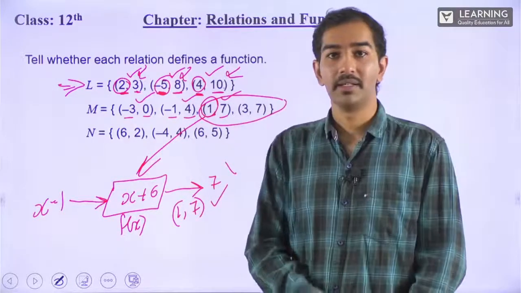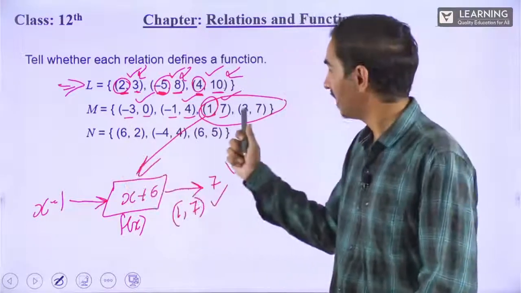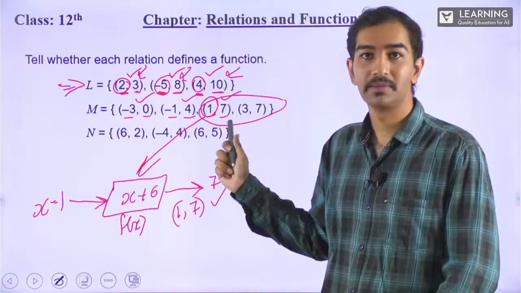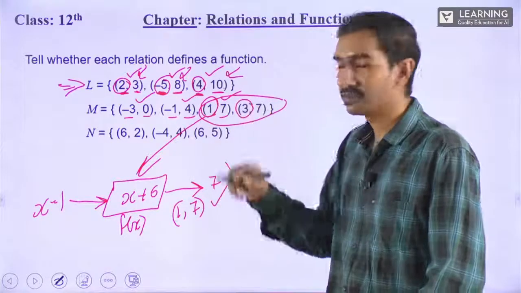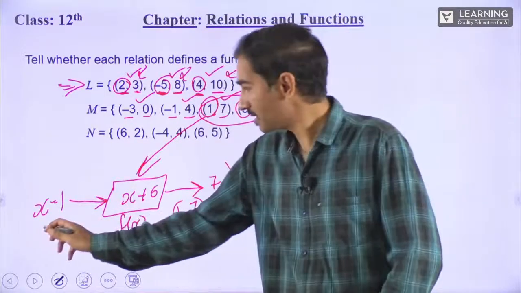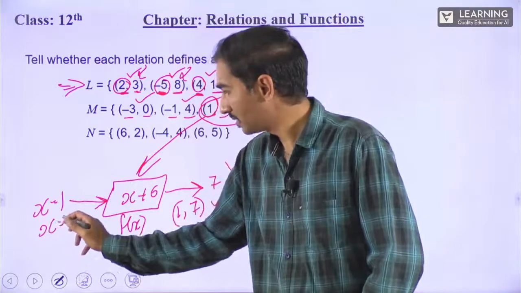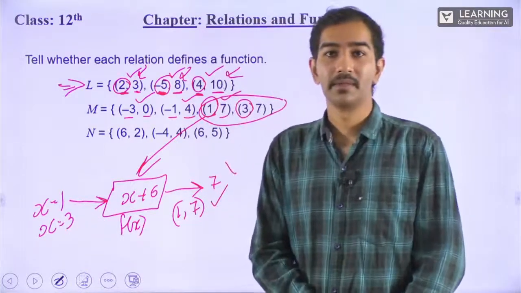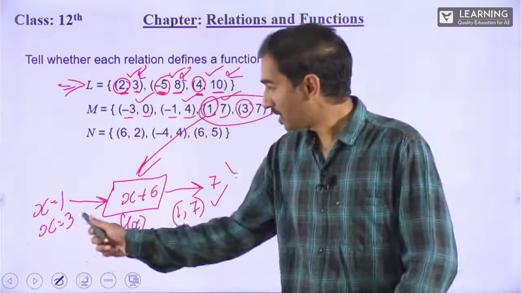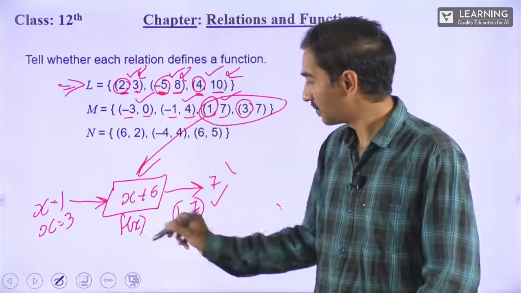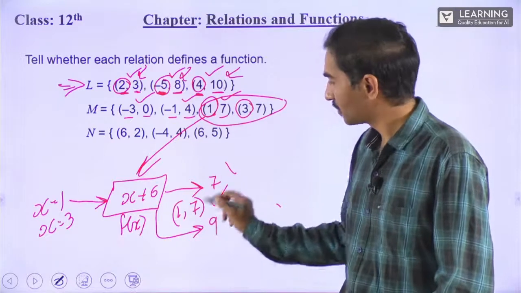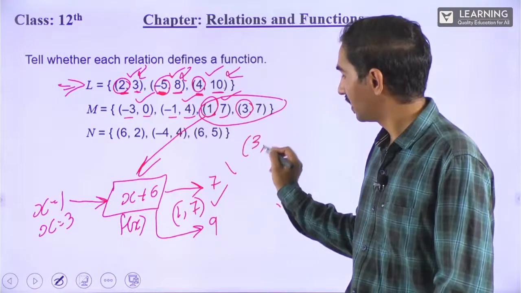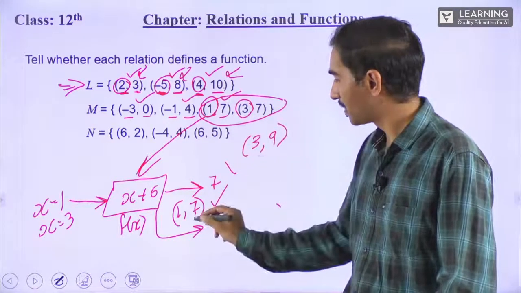Fine. Next you see in the example, here we have 3 comma 7. Means what, students? In the place of x we are inputting 3. Correct? So now let us put x is equal to 3. Now substitute the value of x in this processor. So 3 plus 6 will be equal to 9. So the output of x is equal to 3 is 9. So what did we get? 3 comma 9, 1 comma 7.